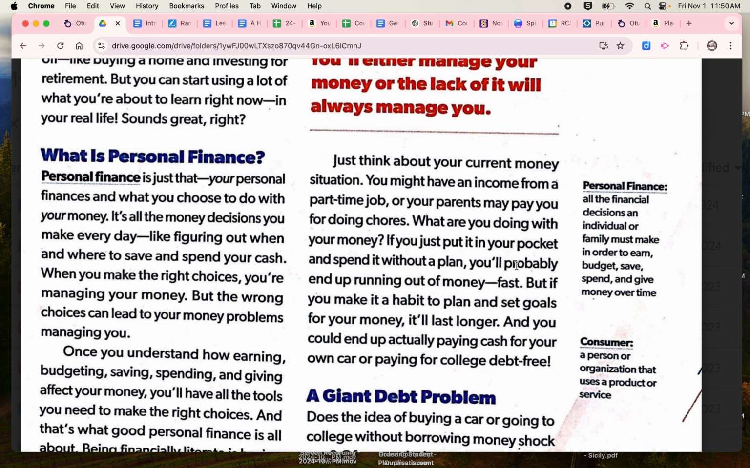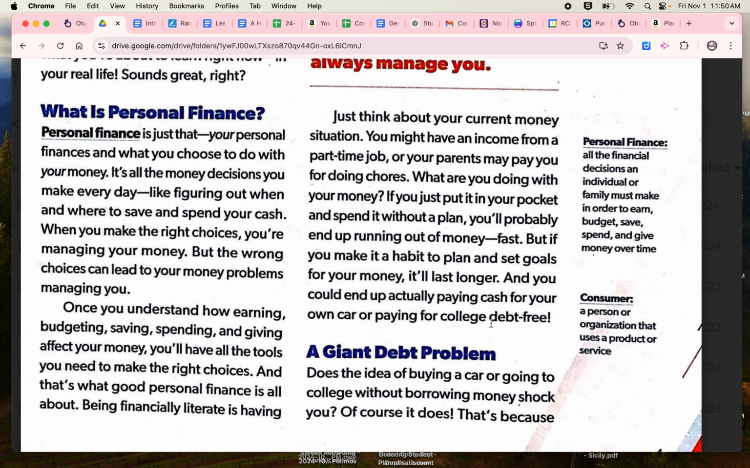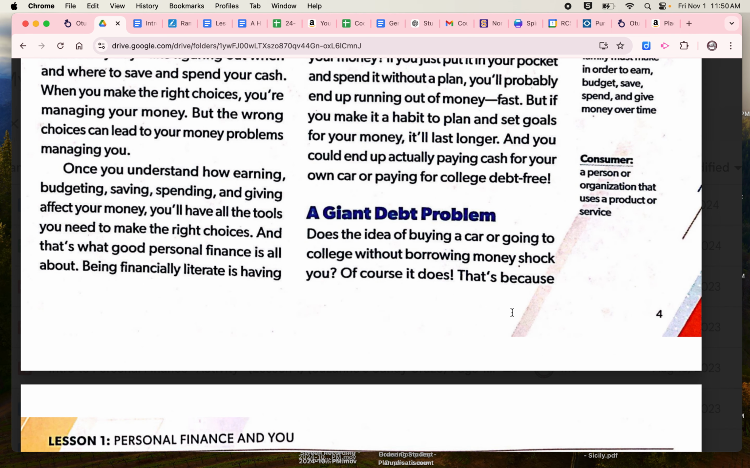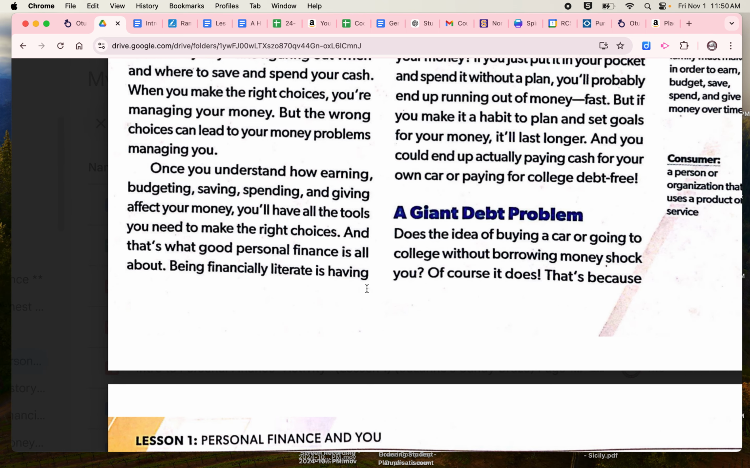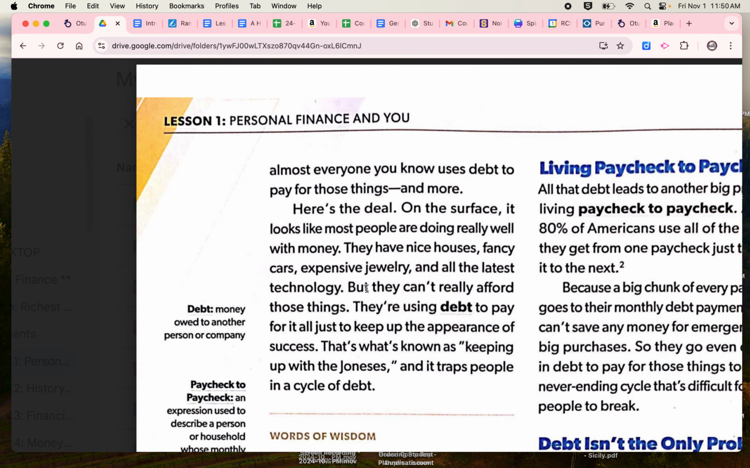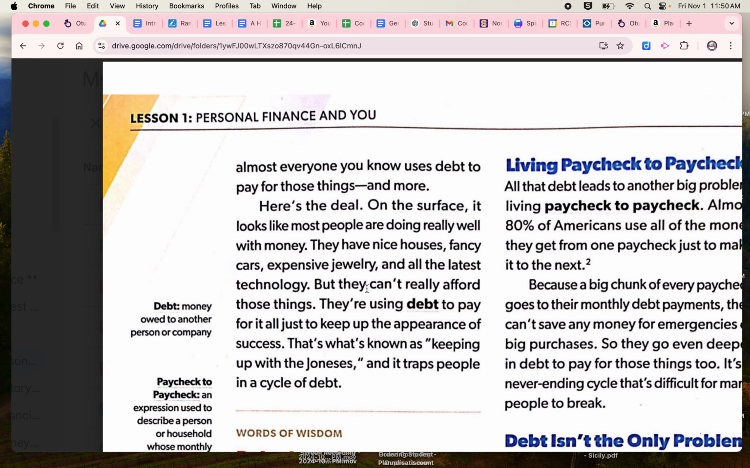But if you make it a habit to plan and set goals for your money, it'll last longer. And you could end up actually paying cash for your own car or paying for college debt free. In this lesson, debt is when you owe money to someone else or to a business. So does the idea of buying a car or going to college without borrowing money shock you? Of course it does. That's because almost everyone you know uses debt to pay for those things and more.